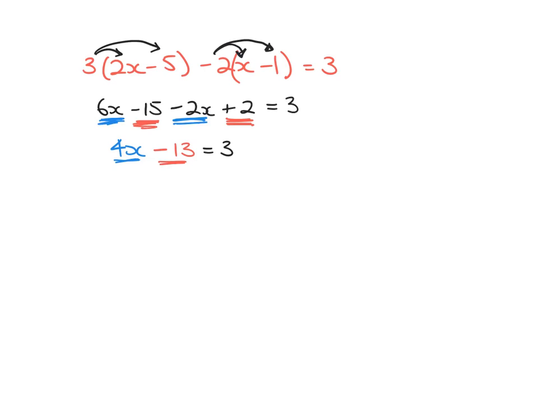Okay? All right. What are we going to try and get rid of now? 13. So we're going to add 13 and add 13. So these will cancel each other out. And we'll be left with 4x is equal to, what's 3 plus 13? 16. X equals 4. Perfect.